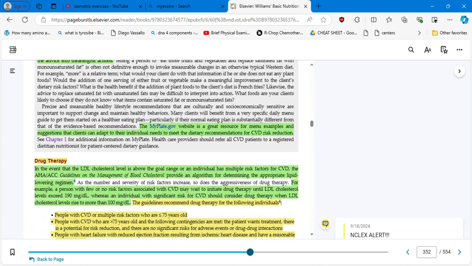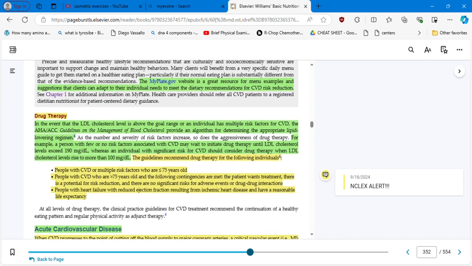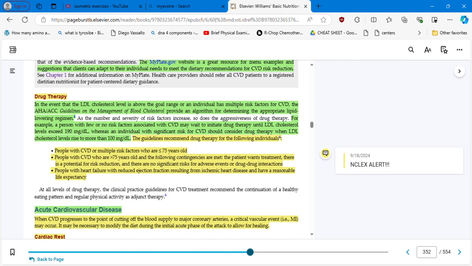So we have the MyPlate.gov website. It's a great resource for menu samples, right? And here in this chapter, you are going to have a menu sample of the DASH diet. It's amazing. I was so happy to see that.